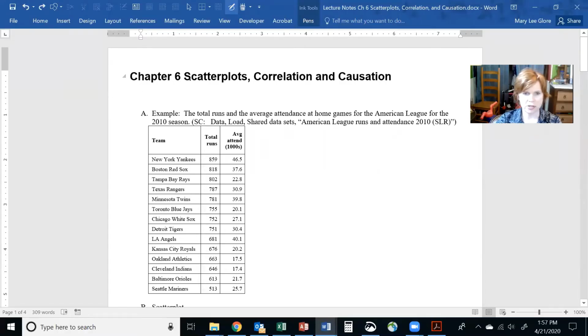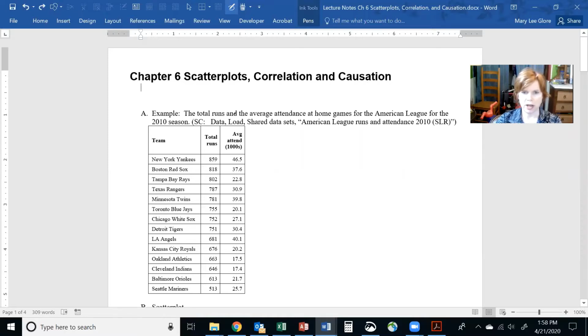Hi there. Today we're going to talk about another type of analysis. It's called a regression, but we're going to start out by talking about a plot of some data. It's called a scatter plot. Correlation, which is a statistic that we're going to calculate, and then we're going to talk about causation again, which we've mentioned many times.